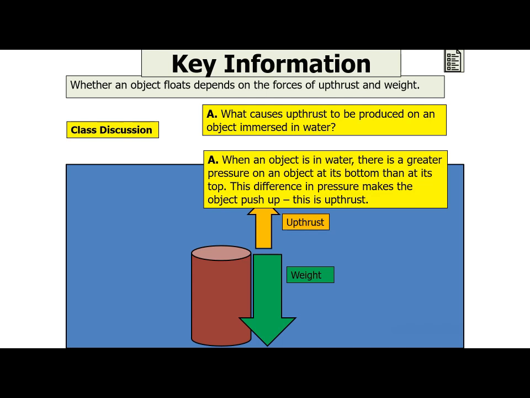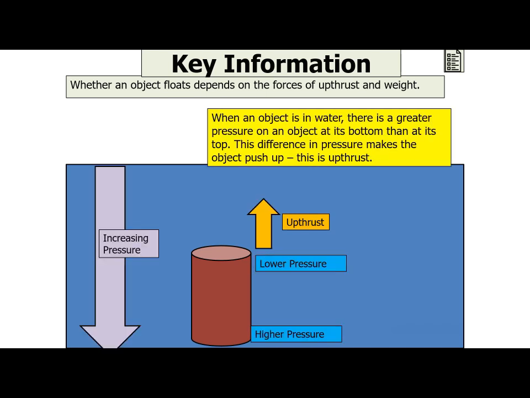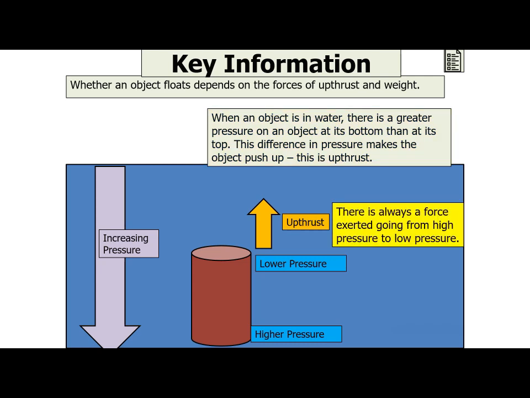When an object is in water, there's a greater pressure on the object at its bottom than at its top. This difference in pressure makes the object push up. It creates a resultant force called upthrust. So because there's an increase in pressure the further you go down, there's a higher pressure at the bottom of the material compared to the top of the material. Now this produces the upthrust, and there's always a force exerted going from the higher pressure to the lower pressure.